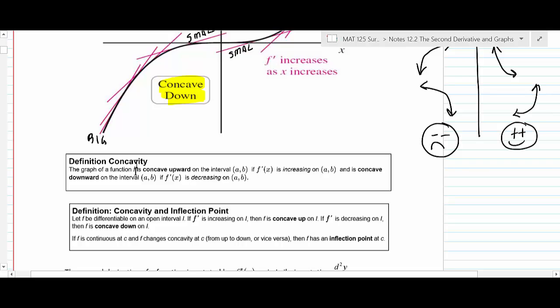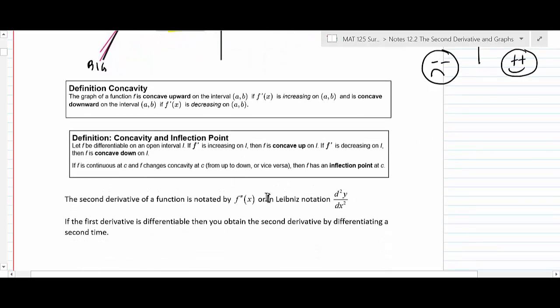This is just saying you're concave up on an interval, and again, that's an open interval, whenever the derivative is increasing. So you know how to find where something's increasing. And then it's concave down on an open interval a to b wherever that derivative is decreasing. So we're measuring concavity by how the derivative is changing.